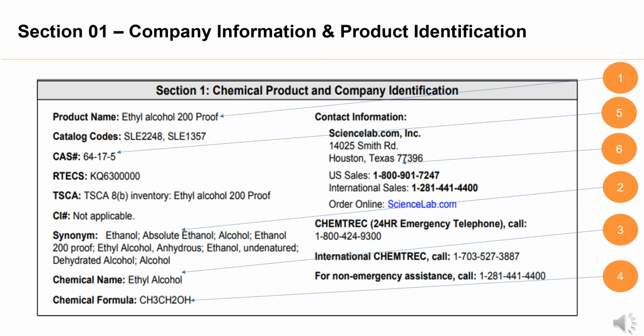We will understand Section 1 with one example. 1 is the product name, which is ethyl alcohol 200 proof. 2 is the synonym, which is ethyl alcohol, ethanol and absolute ethanol. 3 is the chemical name as ethyl alcohol and chemical family as alcohol. 4 is the chemical formula, which is CH3CH2OH. 5 is the CAS number, which is 64-17-5. 6 is the contact information of the company.